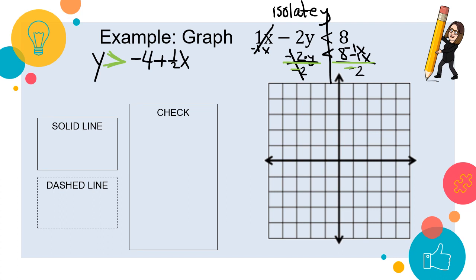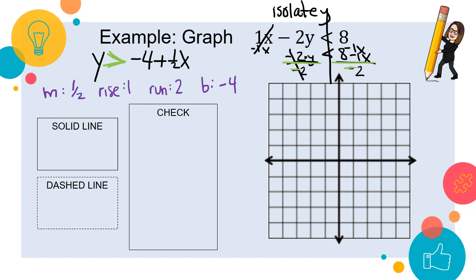Let's identify the parts here. This is all old news. If you need more practice on isolating y, see my previous videos. My m value is the number in front of x, so that's 1/2, which means my rise is 1, my run is 2, because it's rise over run. Then my b value, or my beginning, is the other number, which is negative 4.